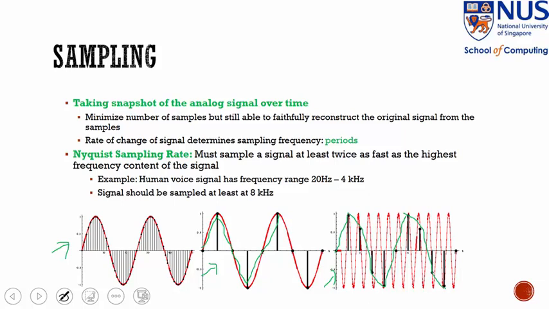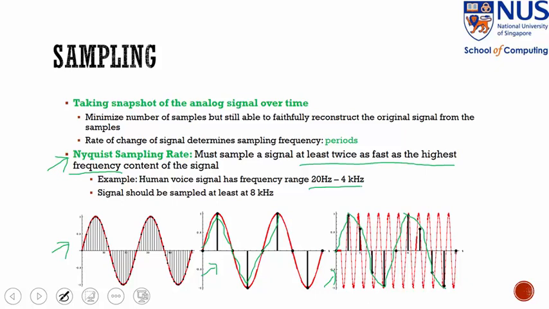So this leads us to a very important concept of the sampling rate. What is the minimum sampling rate that I need? And for that, we need to follow the Nyquist sampling rate or the Nyquist sampling theory, which basically says that I must be able to sample the signal at least twice as fast as the highest frequency component within the signal. Take, for example, our human voice, which has a frequency range of 20 Hz to 4 kHz.